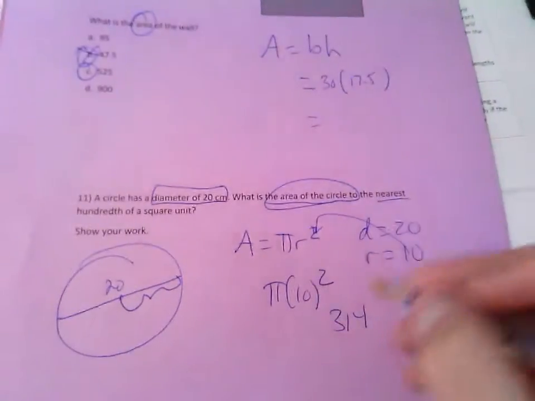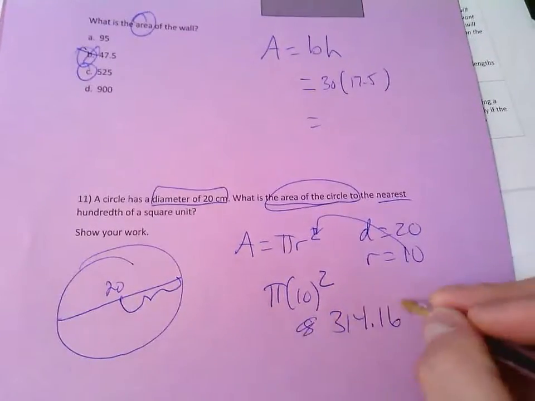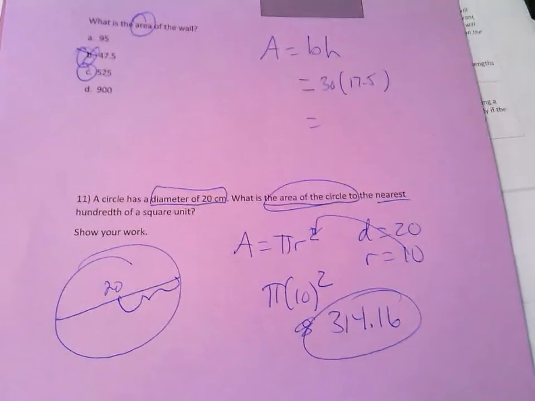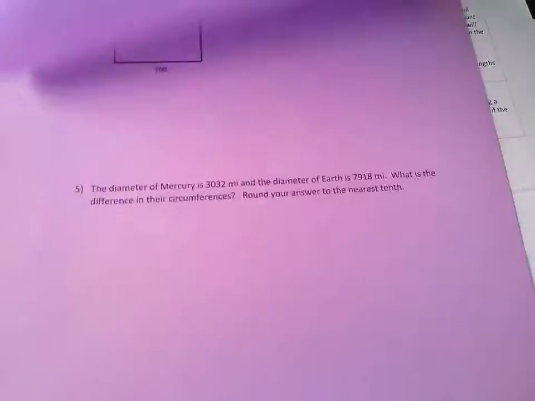So, I mean, I'm not really going to take off for rounding, so I'm not too concerned. But this would be 314.16 if we go 2 places. All right, so I think that just leaves us with a couple more. We're almost done.